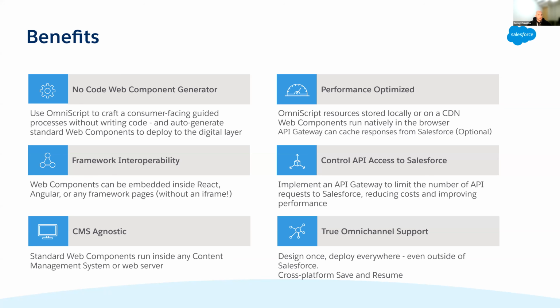These can be deployed to any CMS or web server. For example, Adobe Experience Manager is a popular one that's used in a few customers. It's optimized for performance, so it can be stored locally, for example, within the web server or mobile app, or it can be deployed to a CDN as well. And then you can use an API gateway to cache responses from Salesforce to improve performance further as well. You can also use an API proxy. This is recommended for better security.